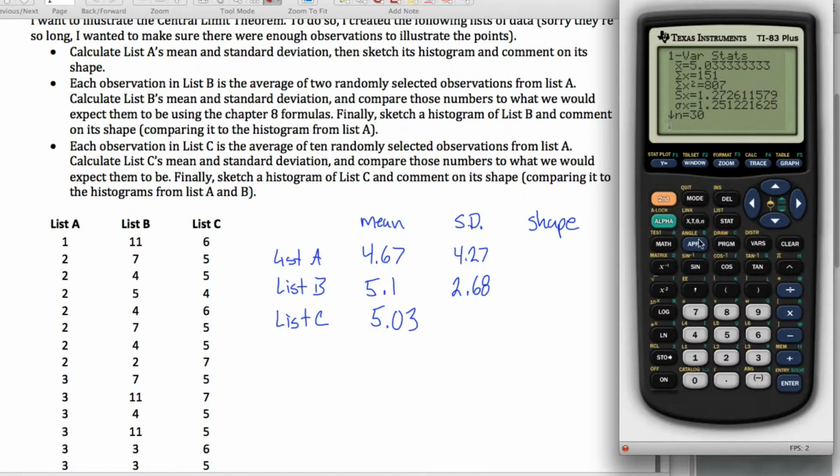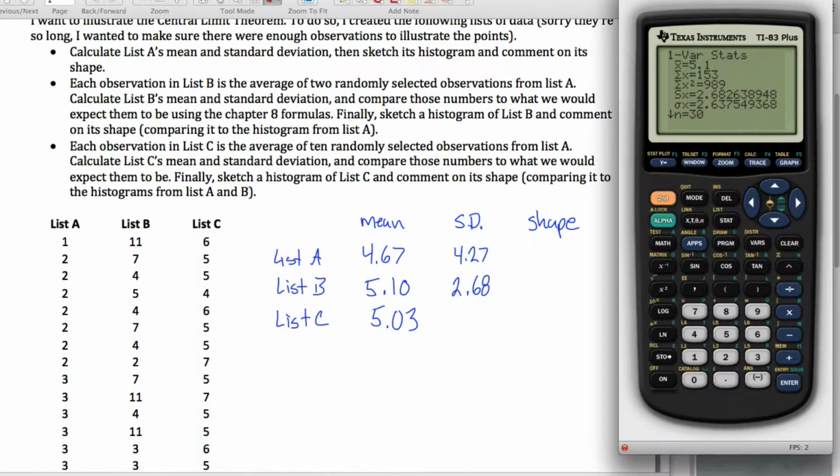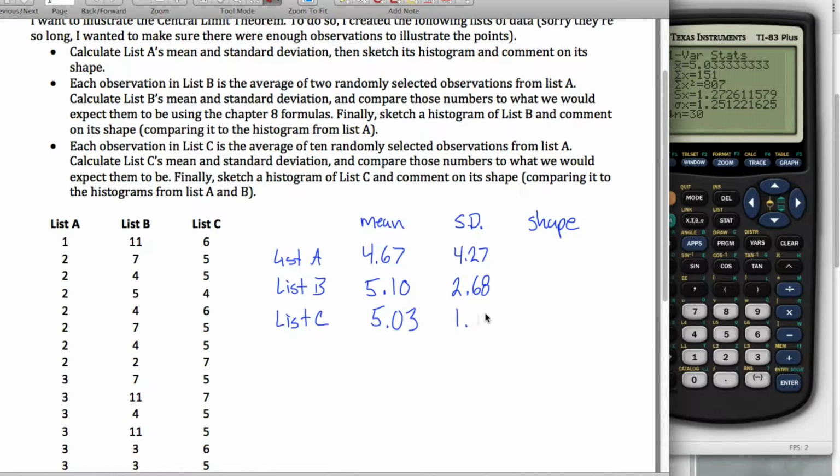Actually, I'm going to go back and recalculate one variable statistics for L2, because apparently I'm running to 2 decimal places in my mean. Oh, it's 5. That explains why it was 5.10. Then we can calculate the one variable statistics on L3, and we find that the standard deviation is, again, quite different. Smaller, 1.27. The mean stays pretty constant. The standard deviation changes by a lot.